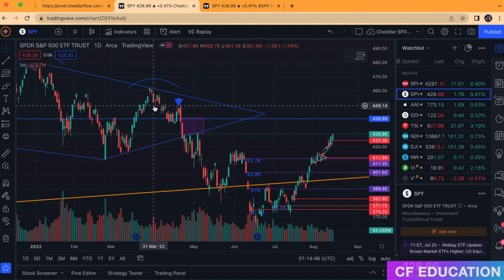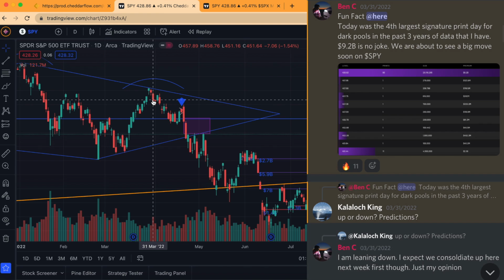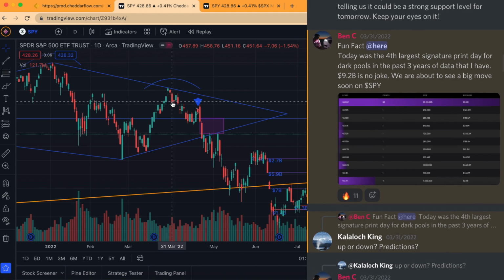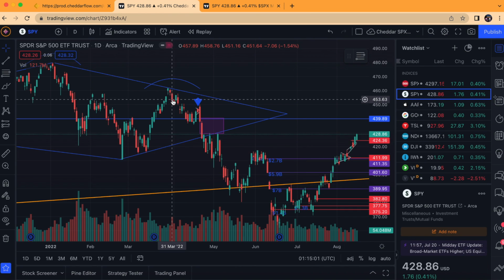So back on March 31st, right up here, we saw a $9.2 billion dark pool print. This was a signature print. This is very rare. To see something specifically over $3 billion for a signature print is pretty rare, let alone at $9.2 billion. That is very rare. Look at what happened afterwards.